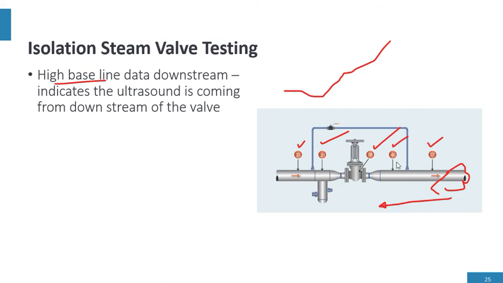So this benchmark upstream and downstream is very critical to make sure that we're not getting influenced by something that may be generating high frequency ultrasound. It's critical to take these benchmarks to make sure we get an accurate measurement at this valve. So this valve is seated. It has a higher number than upstream, but it has a lower number than downstream. So the valve is seated.